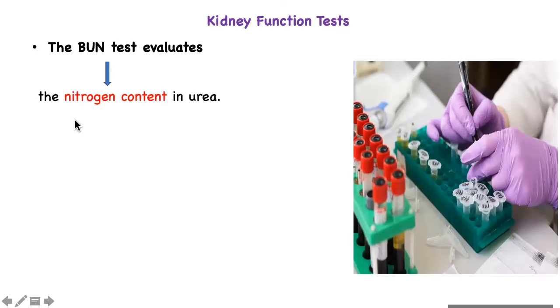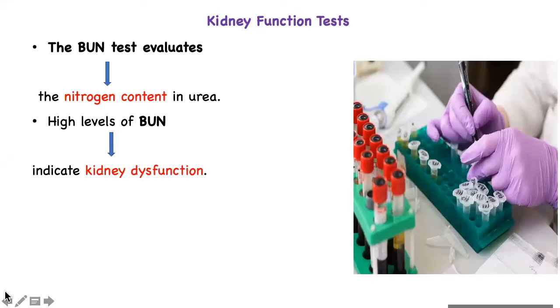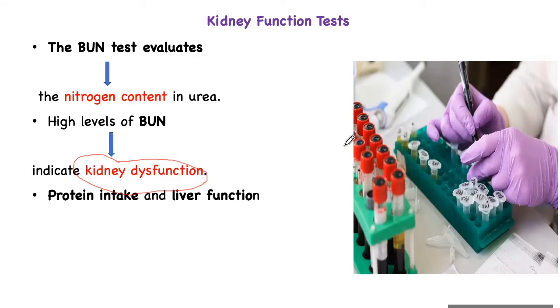So the BUN test evaluates the nitrogen content in the urea, and a high level of BUN indicates that there is kidney dysfunction. But remember that an increase in the level of BUN does not always indicate kidney dysfunction, because blood urea nitrogen also increases in some other conditions. For example, in the case of high protein intake, there are some people who are on high protein intake, maybe those who want to build body mass, and they take external protein in high amounts. Such protein intake also increases the blood urea nitrogen. So that doesn't reflect kidney dysfunction.